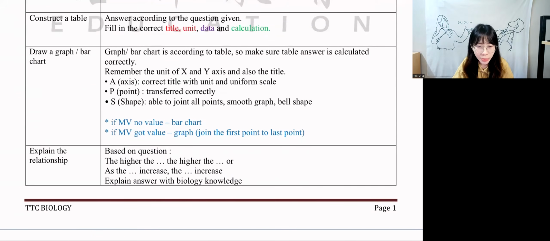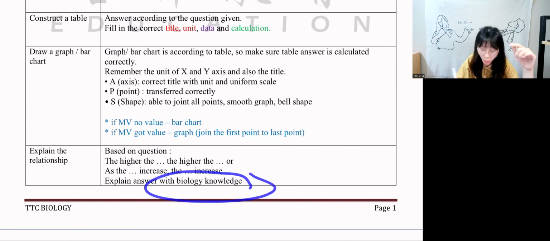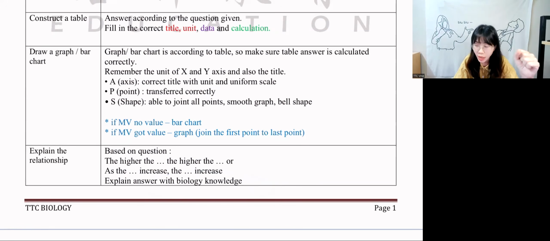Next, explain relationship. If they ask you, what is the relationship between the type of food and the energy value? How do we explain the relationship? We have to say which MV has the highest energy value or the lowest energy value, and explain with your biology knowledge. They absorb more heat from the water. So this is the biology knowledge.